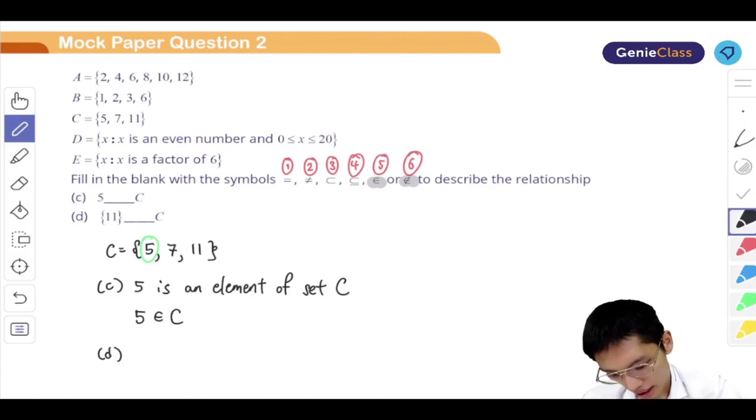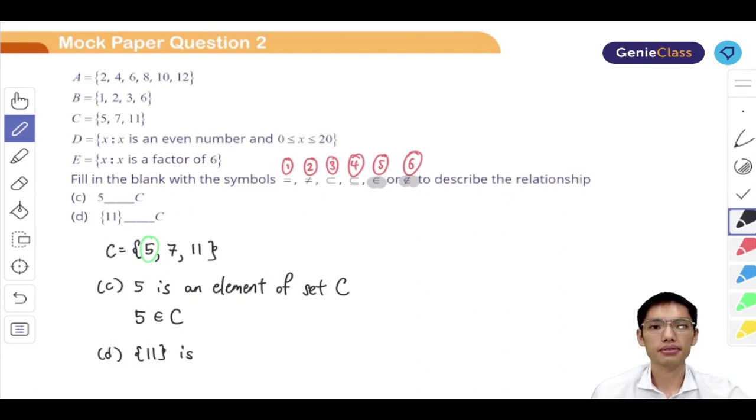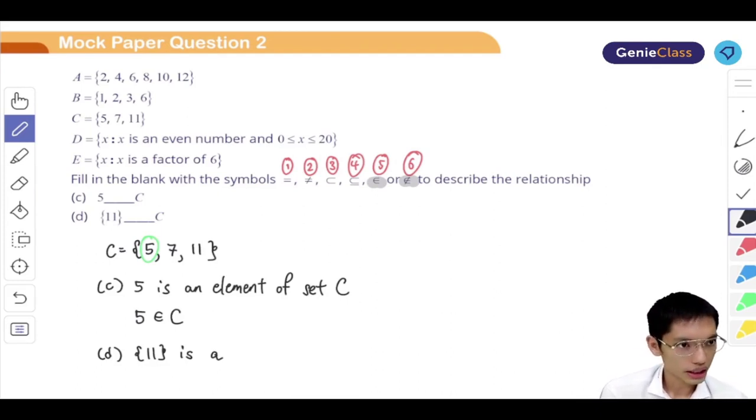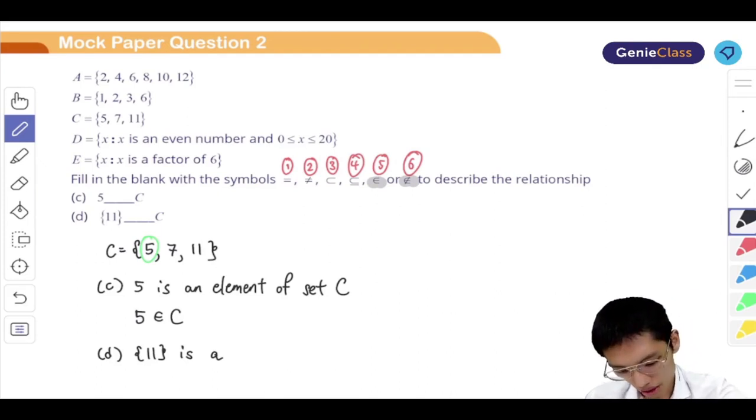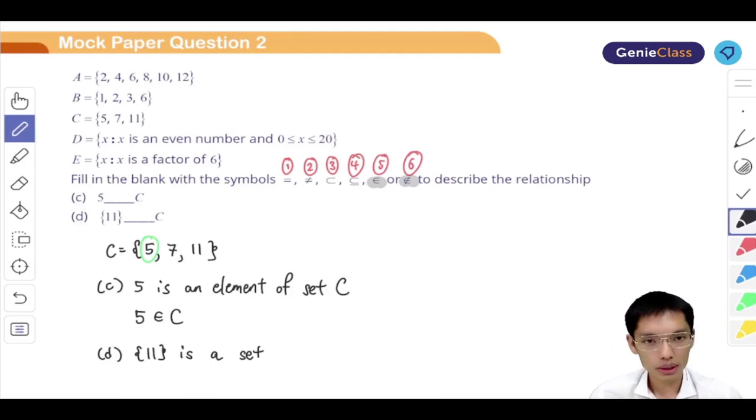Part D. How do we identify this? Is this an element or set? Before we answer this properly, is this an element or set? Yeah, very good, Pranav. It's actually that notation. Very good, Elizabeth. Very good, Jude. Yes, so because of the brackets, very good, Pranav. Very good, Jude. So what happens? We know it. Very good, Pranav. Good answer here.